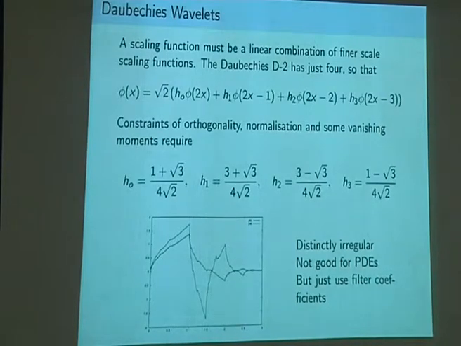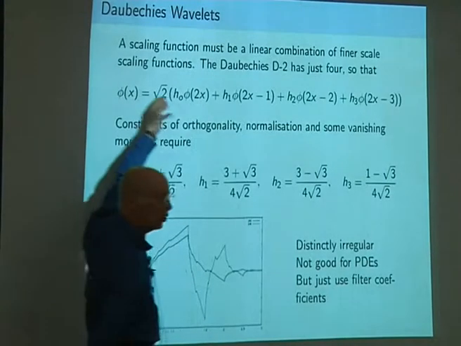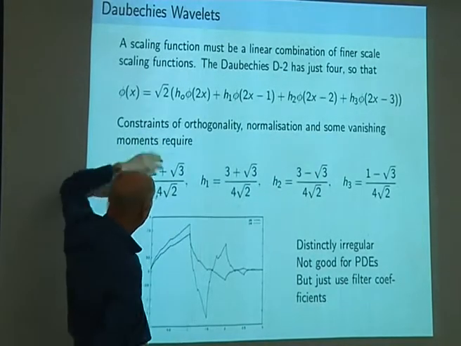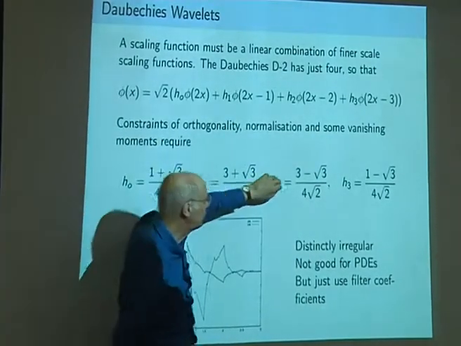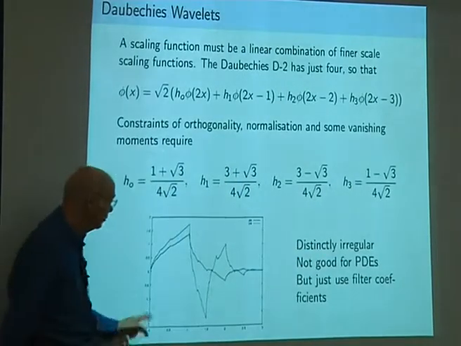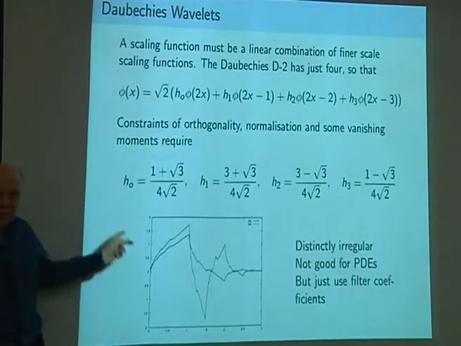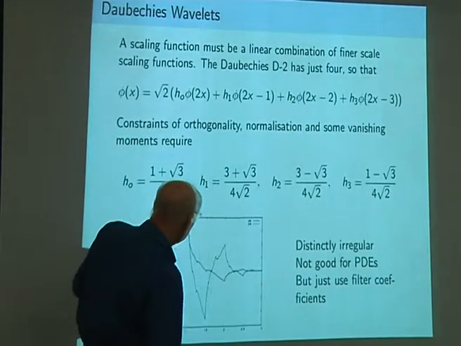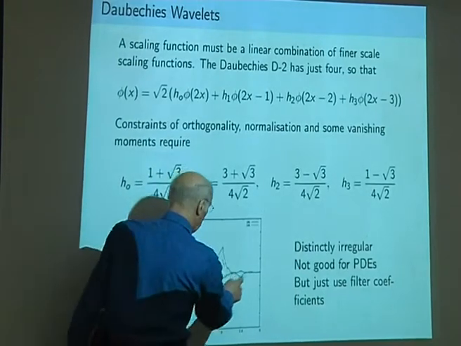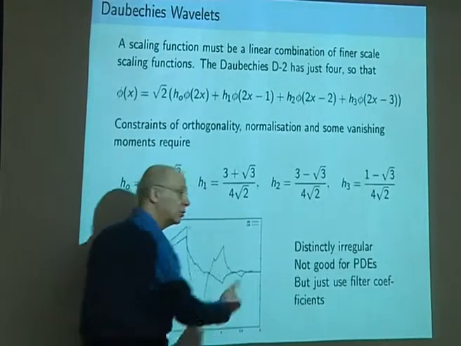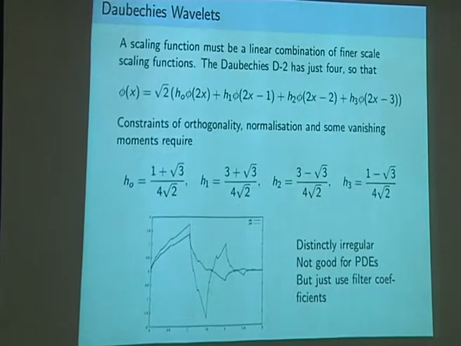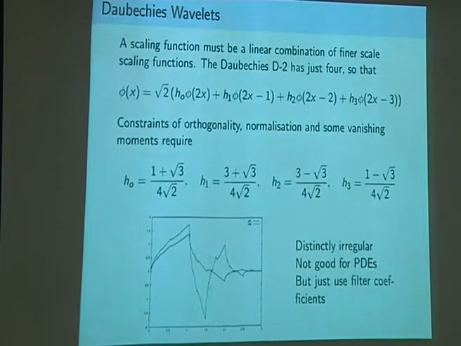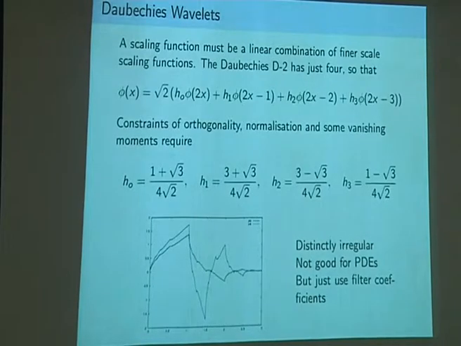So the one that people use is not Haar, but is Daubechies's wavelet, which is defined by some horrible expression. And it has filter coefficients H0, H1, H2, H3. So this is D2. I think this one is the wavelet, and this one is the scaling function. I think they're non-differentiable functions. Everywhere the derivative doesn't exist.